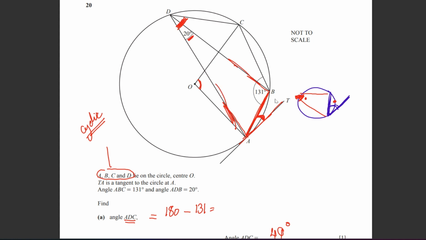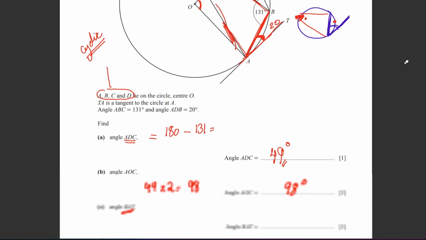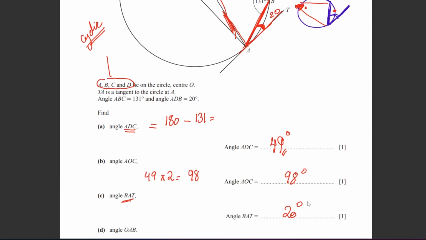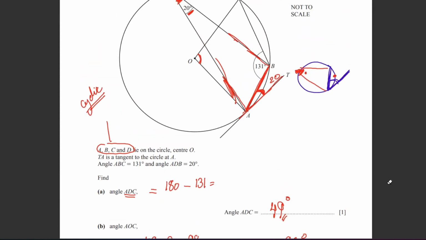And now for this angle. What do you think? I think that if we have a tangent like this, this tangent is always perpendicular on the radius. So all of this is 90. So if I want only this, I will do 90 minus the 20 we just got, it will be 70 degrees.